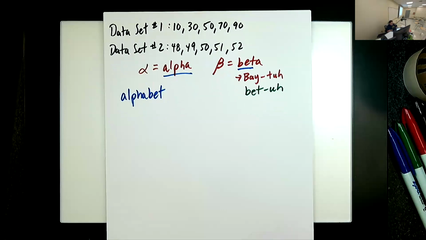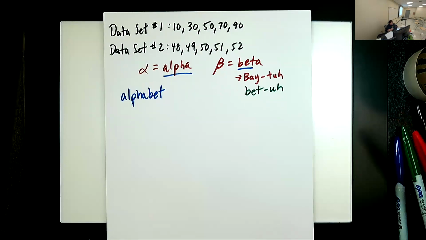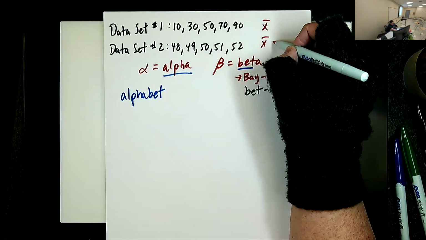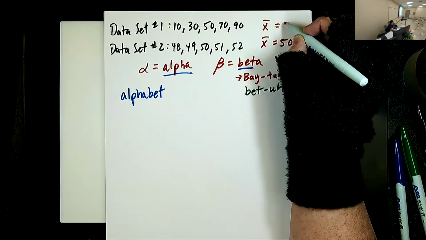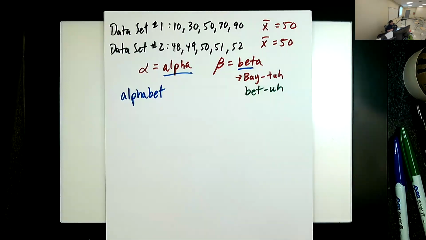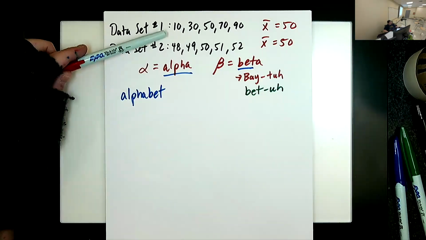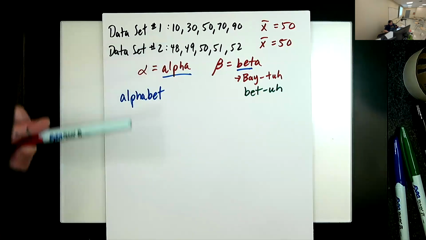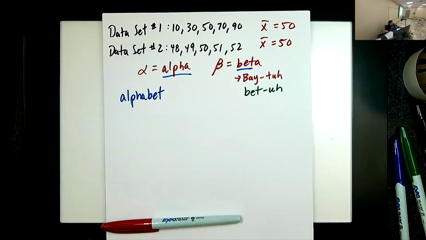All right, so I'm assuming you all got that the mean on these was 50. I hope you got 50. But we can see that they're drastically different data sets. So the mean doesn't give us the whole picture. It gives us what the average is, but let's take a look at what the standard deviation does.